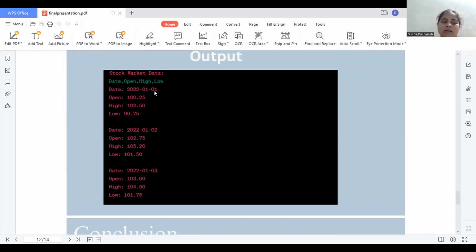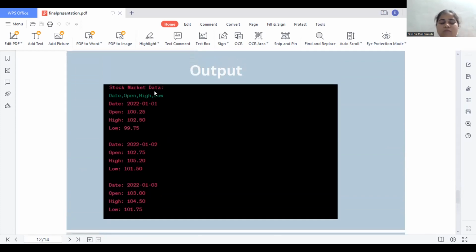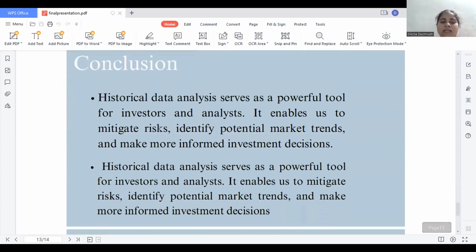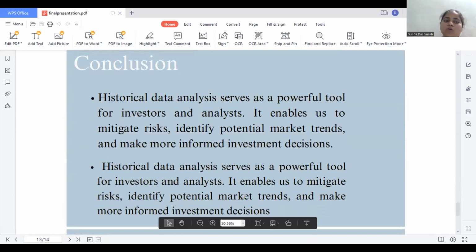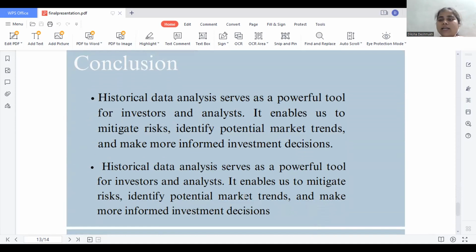in the stock market, and that is my program's output. Now the conclusion: after the whole presentation, historical data analysis serves as a powerful tool for investors. Analyzed, it enables us to mitigate risk, identify potential market trends, and make more informed investment decisions. All the historical data which we analyze is a powerful tool for investors to analyze and grow their business, make good decisions, mitigate risk and identify potential market trends.